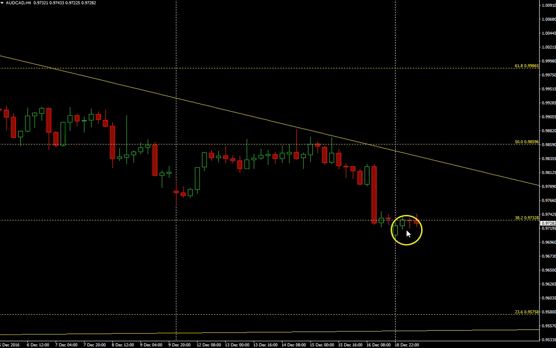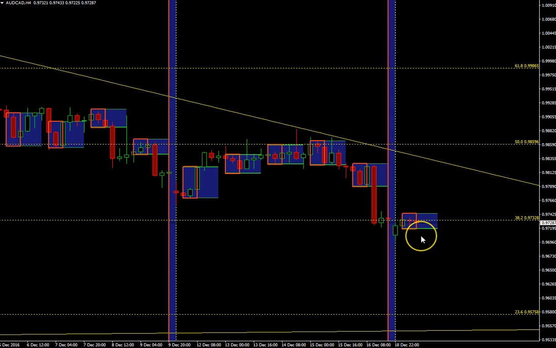So here again, just be patient. What you can do now is look to apply things like a box breakout pattern. So if I just go and apply that onto the chart quickly, I've applied the box breakout now.